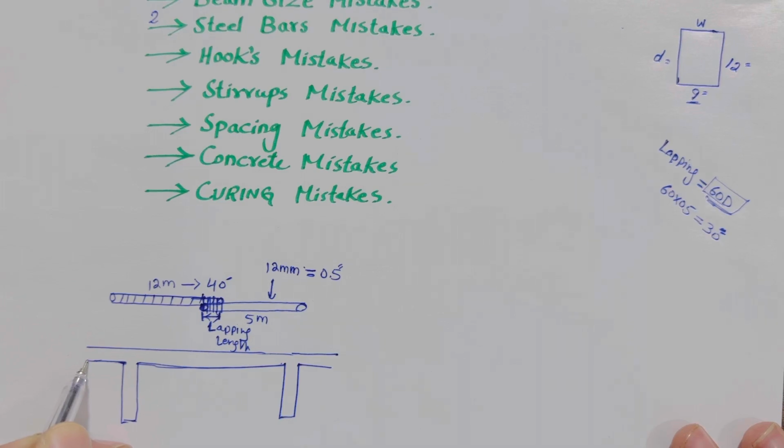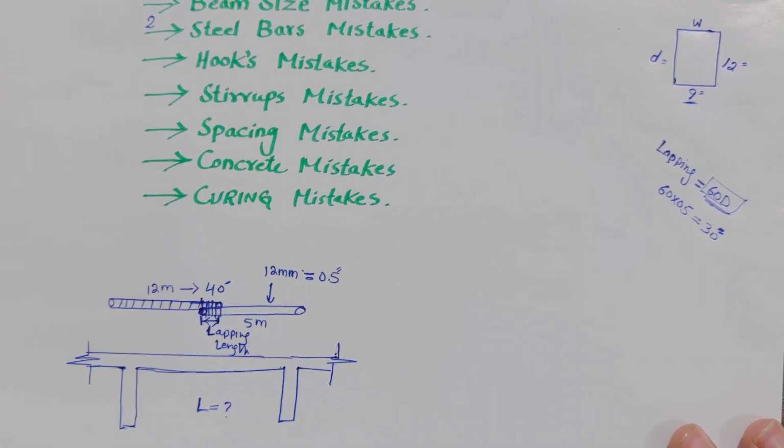So this is a beam, suppose this is a continuous beam here at this place. Here, guys, you can see this is the total span, maybe 20 feet or 25 feet, anything. So remember one thing, guys, that the lapping should not be provided at the bottom.